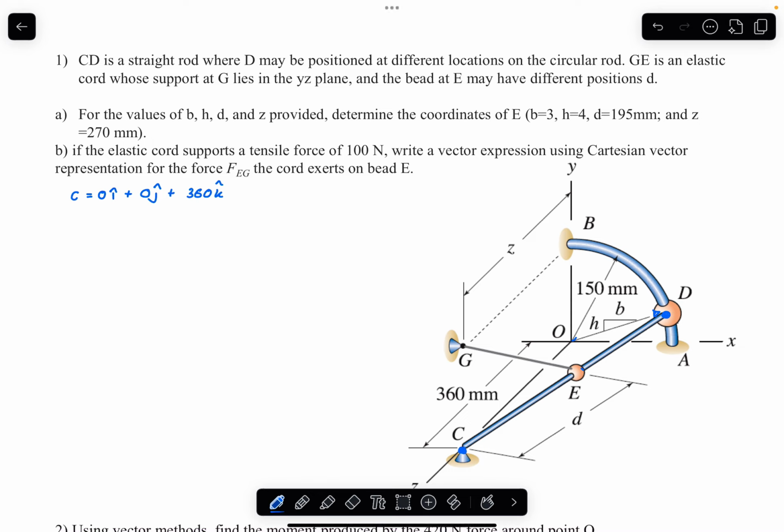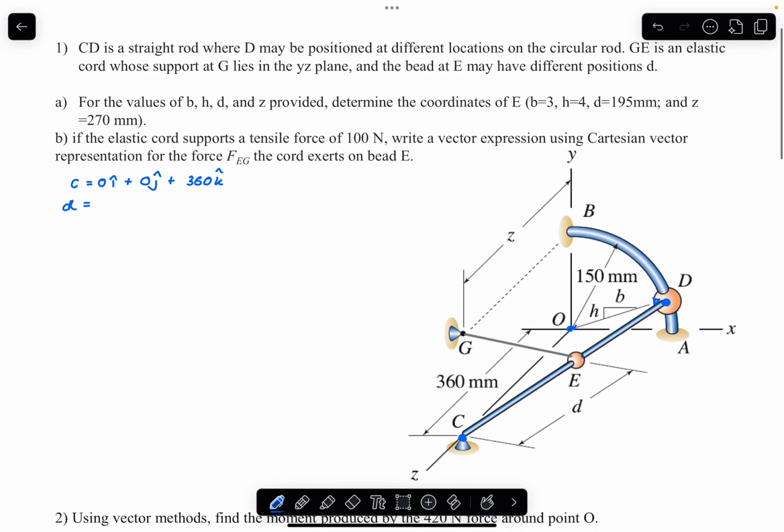Next, our D. D is a bit more complex, but we're able to recognize that from the origin to D should be 150 millimeters. This is because it is a circle, which means the radius is the same throughout. Now, we know that, but we don't know the X and the Y. So we're given B is 3 and H is 4. We can use similar triangles to figure out the X and Y coordinates.